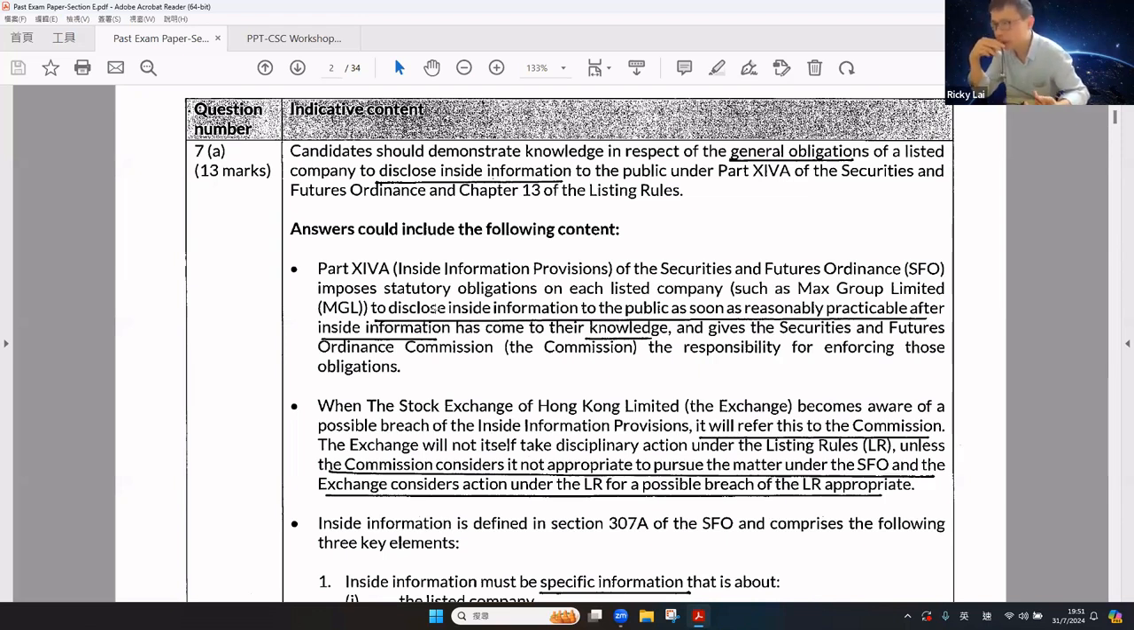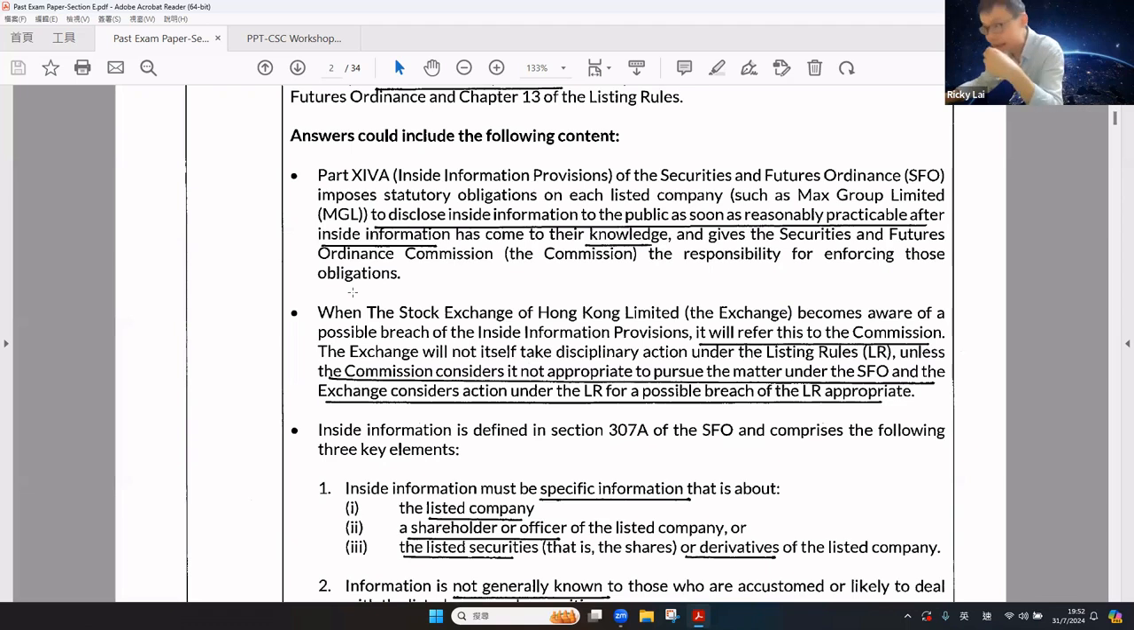When the stock exchange becomes aware of any breach of the inside information provisions, the exchange will refer the case to the SFC. The stock exchange will not itself take disciplinary action under the listing rules, unless the SFC considers it not appropriate to pursue the matter under the SFO and the stock exchange considers action under the listing rules for a possible breach appropriate. So you can see the consequence of a breach of the SFO.